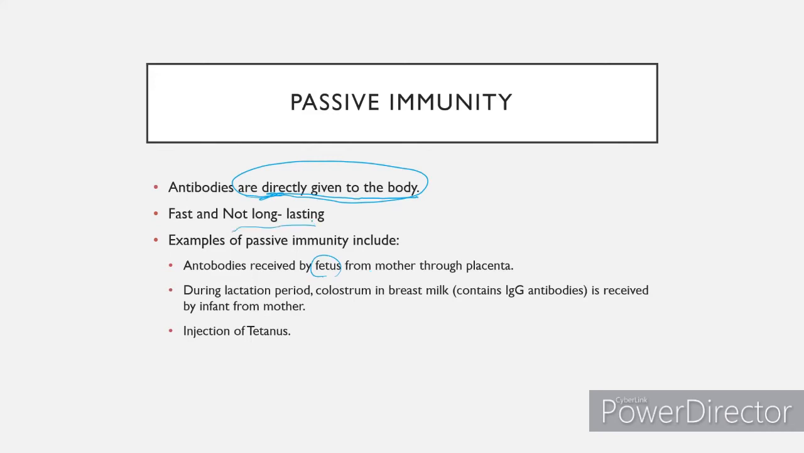Examples of passive immunity include antibodies received by the fetus from the mother through the placenta. And also during the lactation period, the colostrum in breast milk contains IgG antibodies received by the infant from the mother. So the infant receives antibodies from their mother during the pregnancy period, and also the injection of tetanus. So here the antibodies are given to a human being. In the previous case, only antigens are given to the human being.